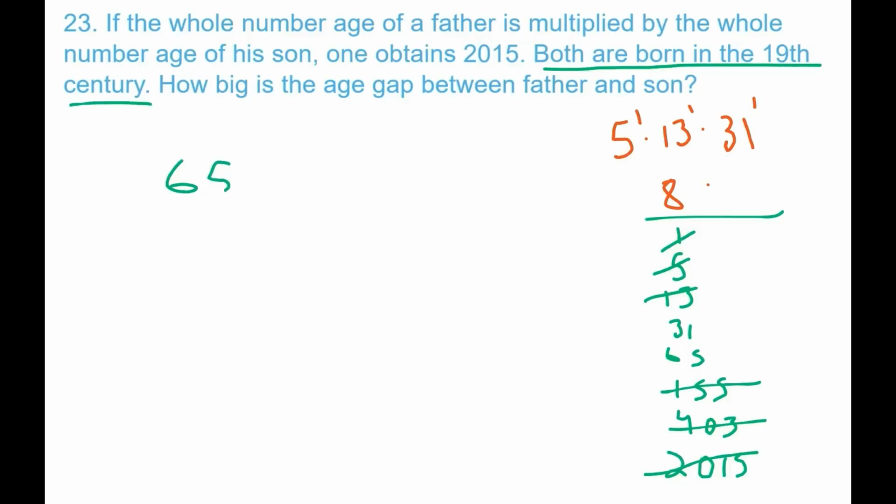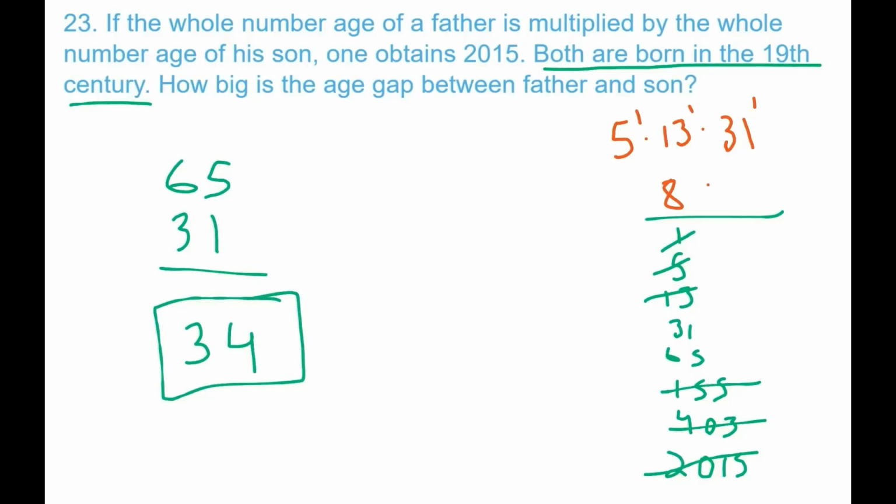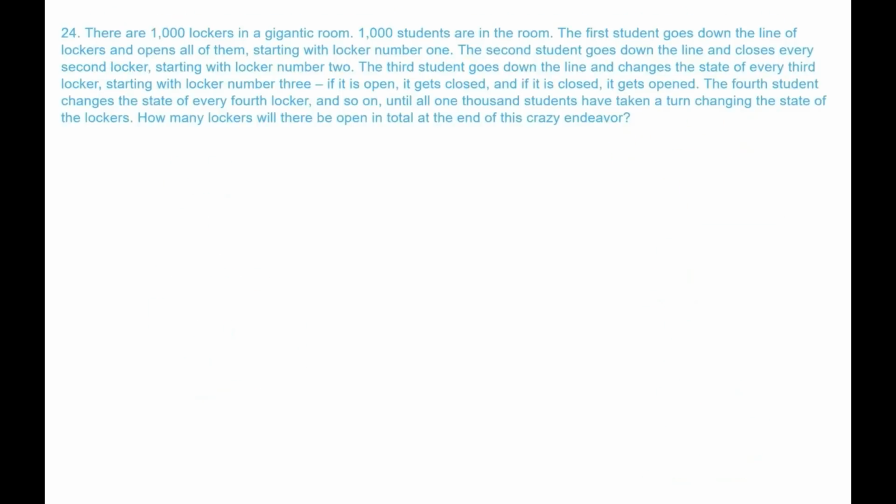We can find their age difference by subtracting 31 from 65 to get 34 years. So our answer is 34. Let's move on to problem number 24.